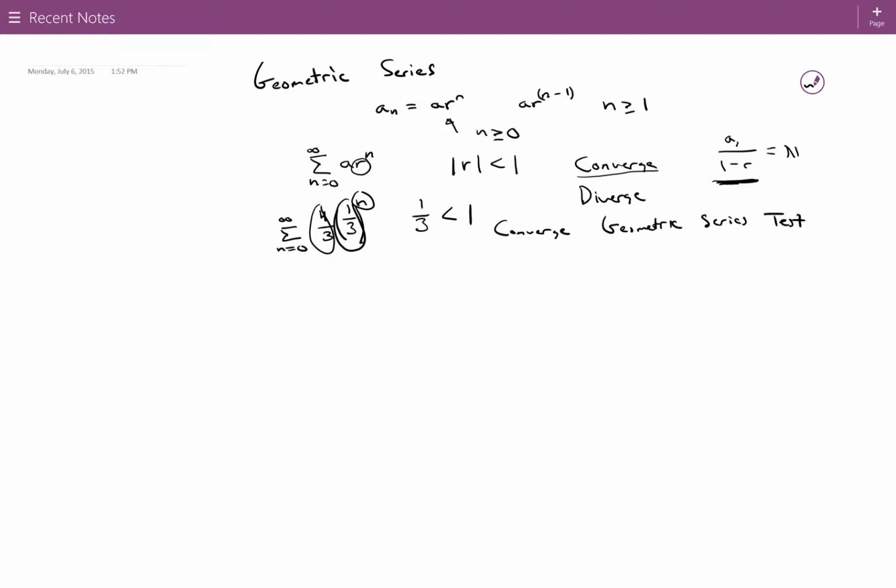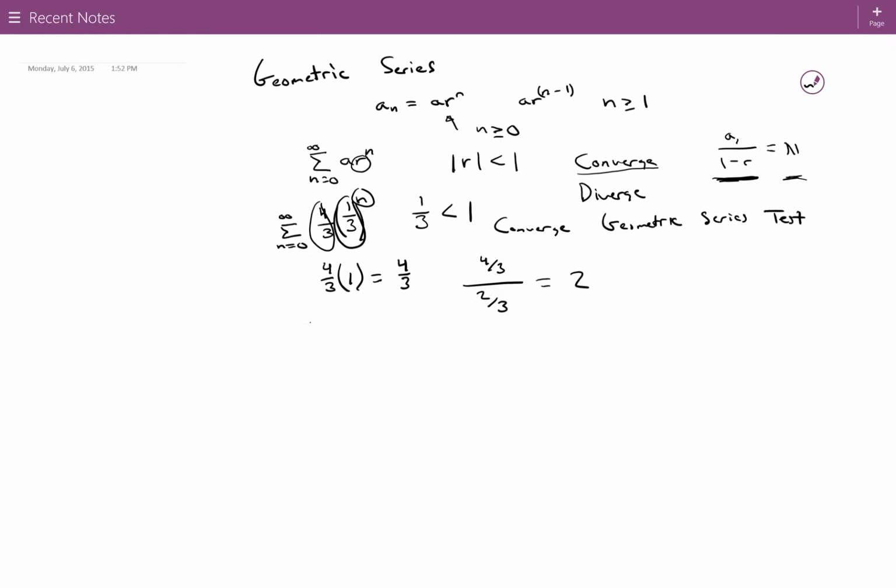Now we can also figure out our N, our little thing up here that I labeled N. So our a1 is going to be whatever our first term is. When you plug in 0, you're going to get 4/3 multiplied by 1/3 to the 0, which is going to be 1. So our a1 is equal to 4/3. We can put this, 4/3, over our 1 minus r, which is 2/3. This cancels out, and this is going to end up giving us 2.